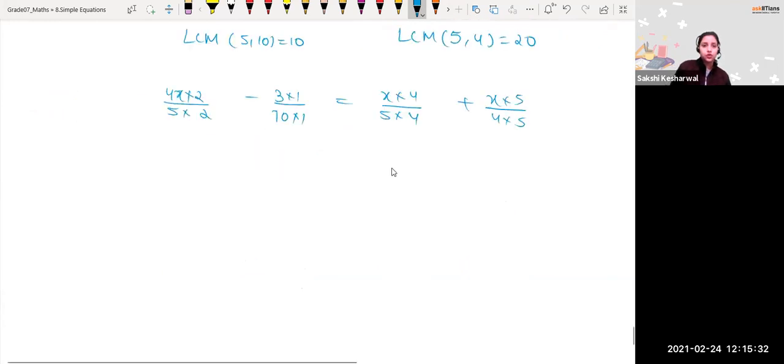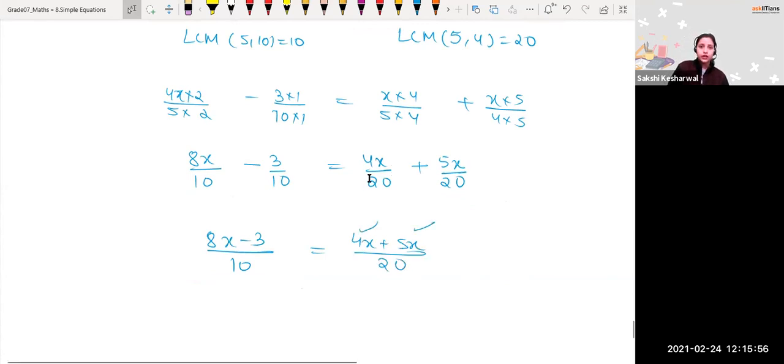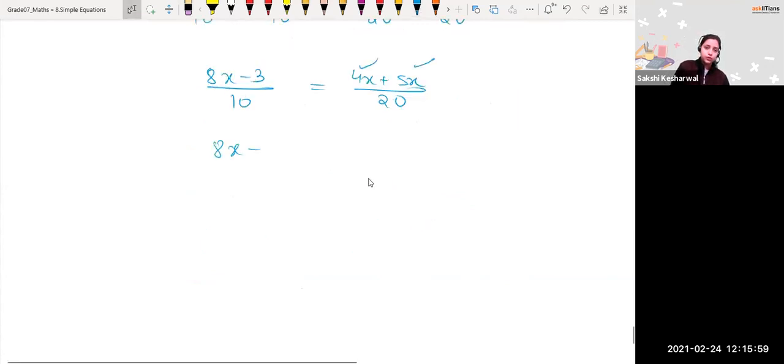Now over here, just give a close observation. So this is 8x by 10 minus 3 by 10 is equal to 4x by 20 plus 5x by 20. So these are like fractions. So this is 8x minus 3 divided by 10 is equal to 4x plus 5x by 20, right? So you see that 4x and 5x are like terms. So you do the addition over here. So this is going to be 8x minus 3 is equal to 9x by 20.